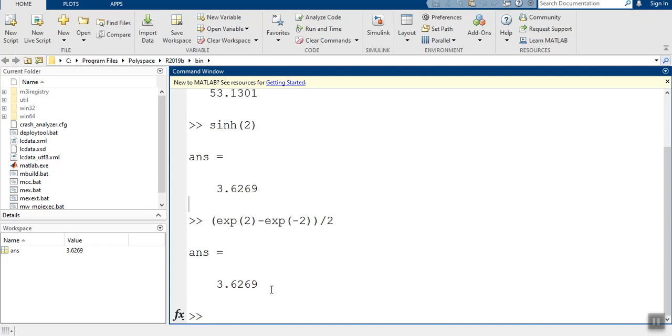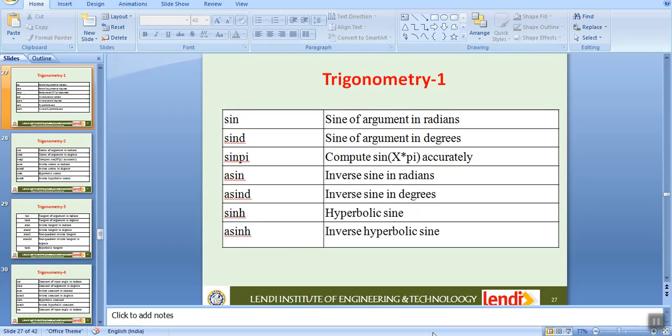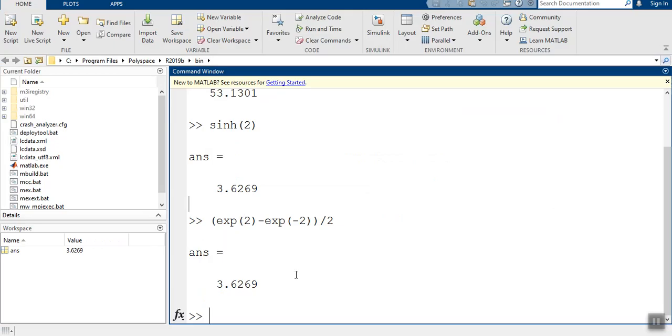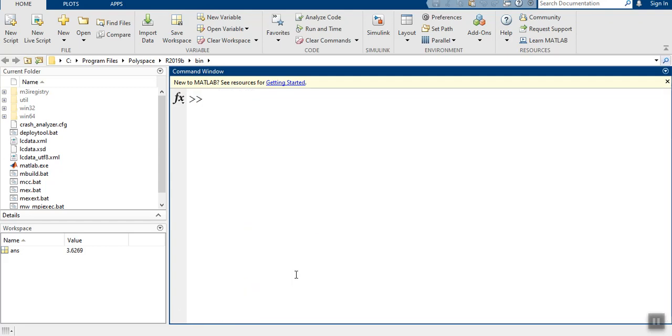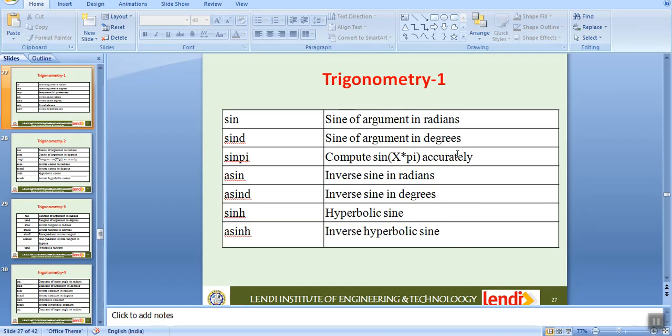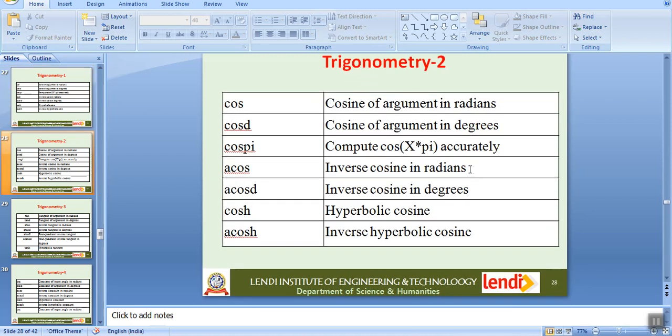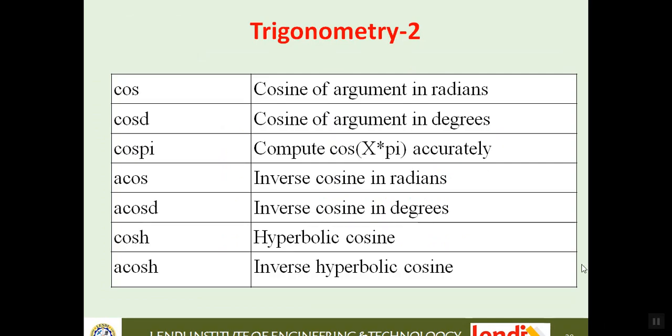Suppose you want to find the inverse hyperbolic function, again use asinh, the inverse hyperbolic function. So use asinh of 23, then no problem. This is nothing but the sinh inverse of 23, whose value is 3.8291.